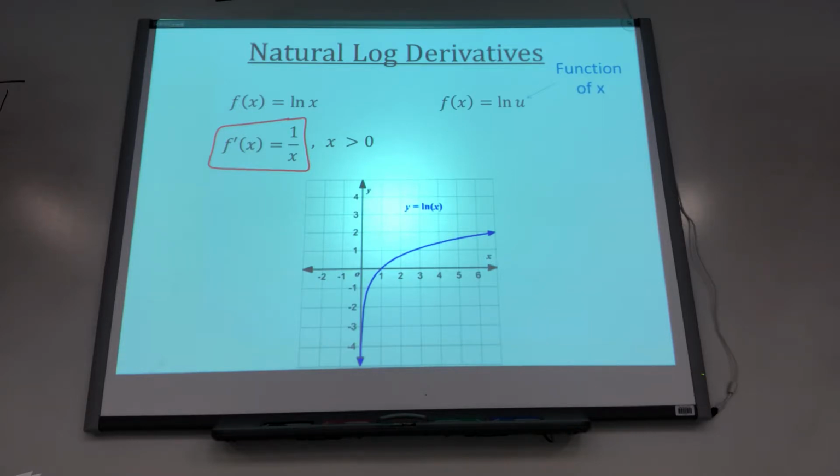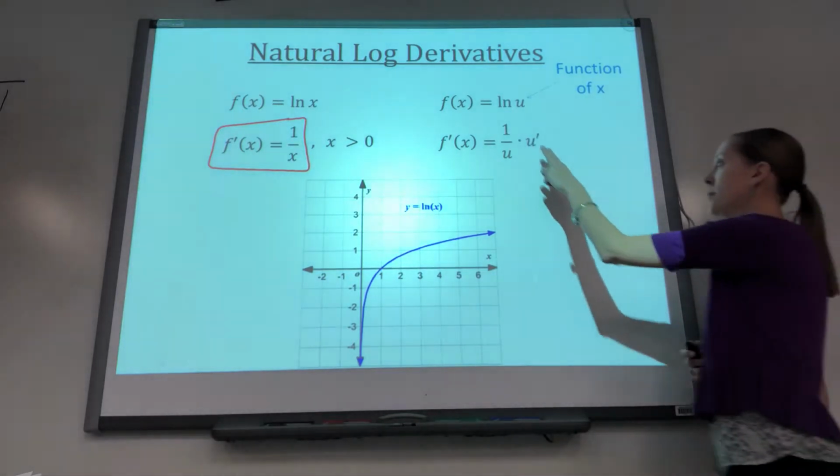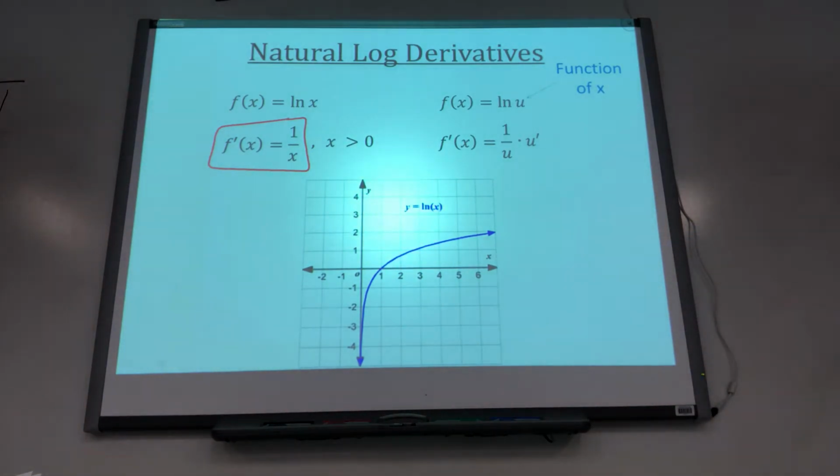To take the derivative of the natural log of something other than x, we're going to take 1 over u, kind of like we had 1 over x on the other side, but then we're going to multiply it by the derivative of u. So derivative of the natural log of x is just 1 over x. If it's something other than x, it's 1 over u times the derivative of u. Kind of works the same way as exponential functions.